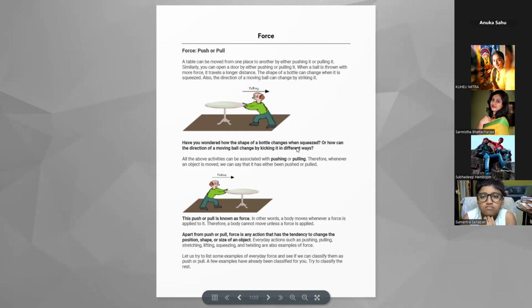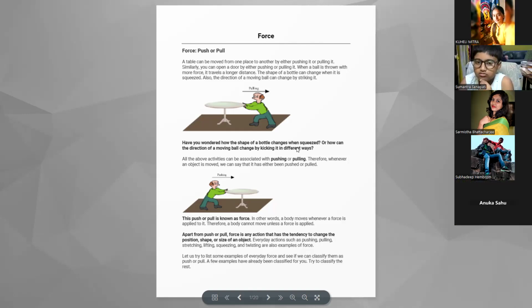Electrostatic force and then magnetic force. Yes, ma'am. Very good. Magnetic force. So, electrostatic force and magnetic force. It's very important.